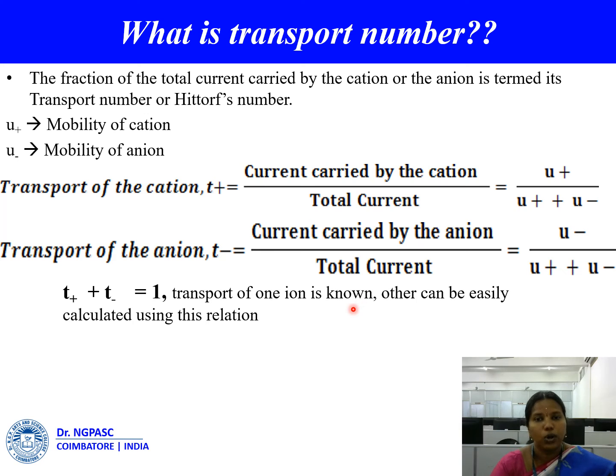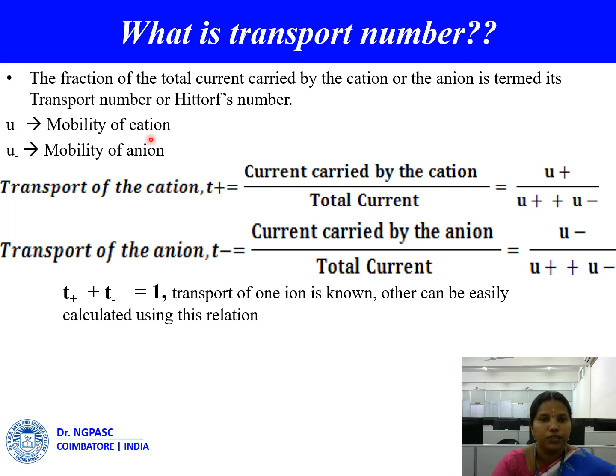Now, let us see what is transport number. We all know that the flow of electrons or the flow of ions will lead to the flow of electricity. So, from this, how can we calculate the transport number? The fraction of total current carried by the cation or the anion is termed as transport number or Hittorf's number.